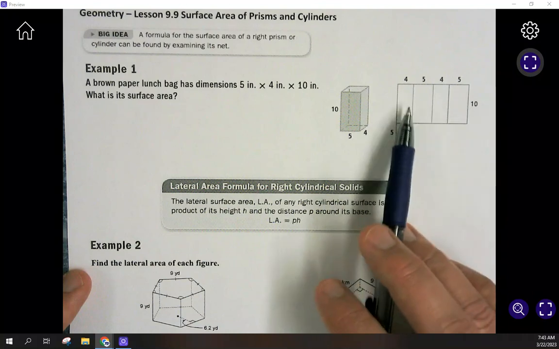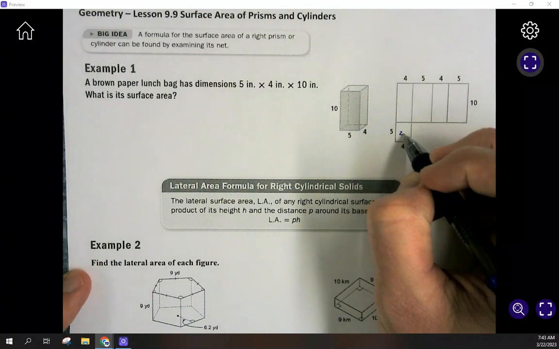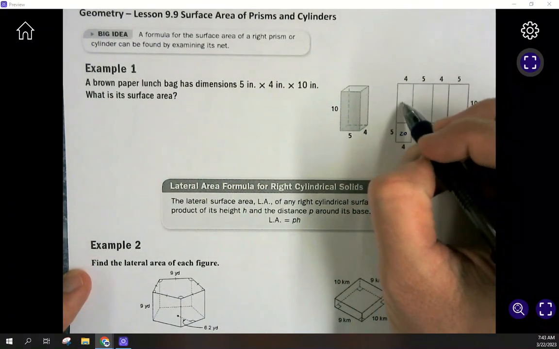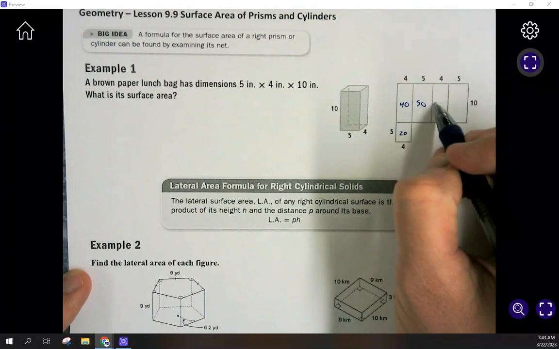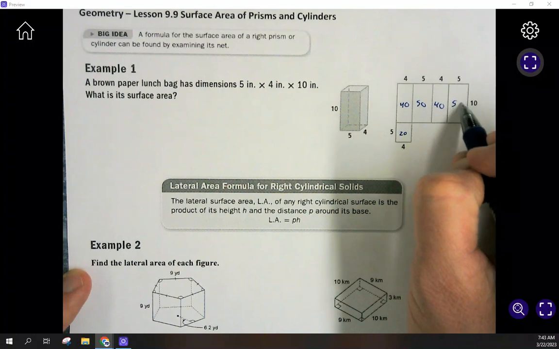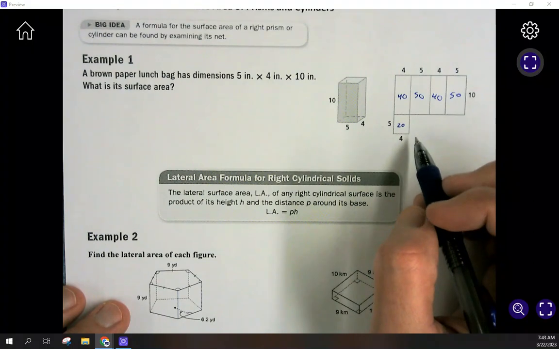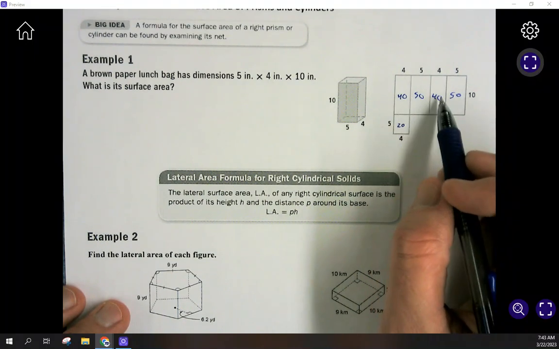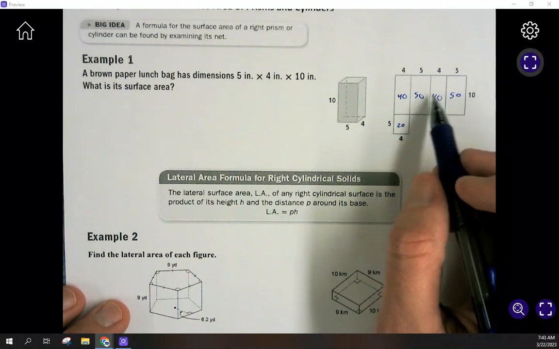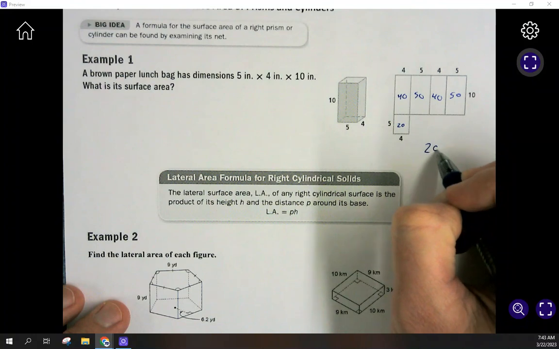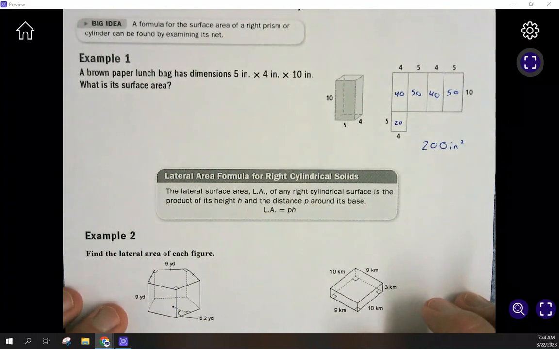So if you were going to find the area of all of this, you could, of course, just do it piece by piece. So 5 times 4 would be 20. This would be 4 times 10, so 40. 5 times 10 would be 50. 4 times 10 would be 40. 5 times 10 would be 50. So easy enough because they're all rectangles. And then you would simply add all of those up. So you have 90 with 50 and 40, plus another 90 with the other 50 and 40. So that's 180 plus 20. It's going to give you a total of 200 square inches.